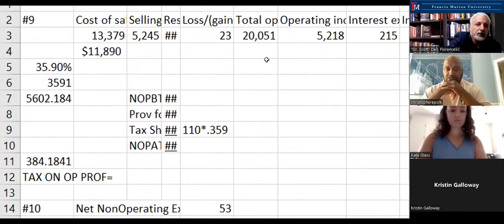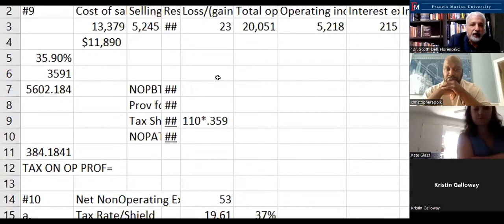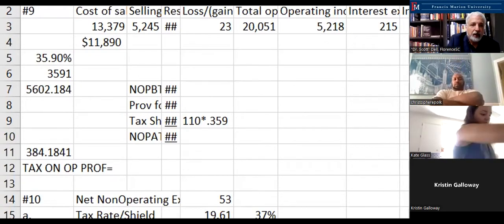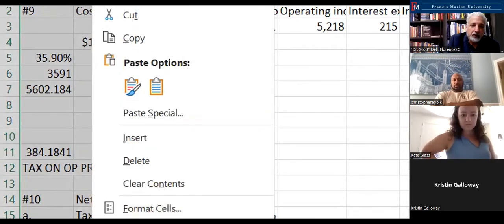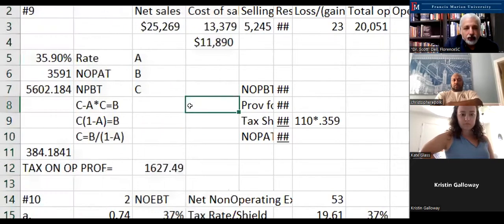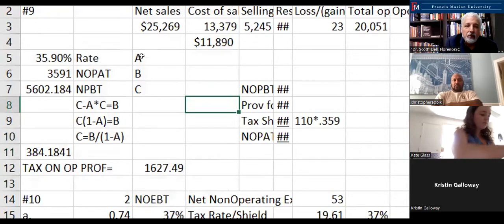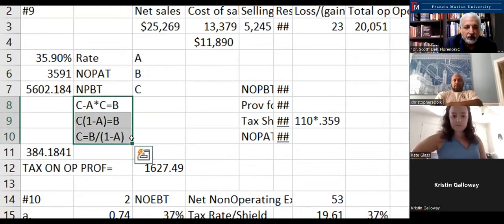So question 9 goes in, and we had these calculations to go through. And I'm going to actually expand this over here. So I did a little example of algebra here. This was emailed to you. So if you have a rate and the NOPAT and the NOPBT, you combine these, you're trying to solve for one and you've got the other two. So I did a little bit of basic algebra here, trying to figure that out.